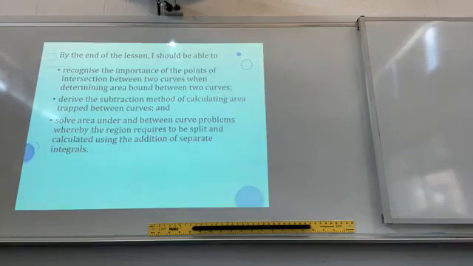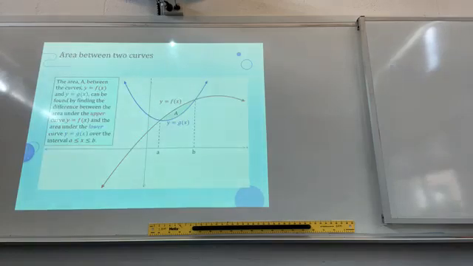Now, by the end of the lesson, you should be able to recognize the importance of the points of intersection between two curves when determining the area bound between two curves. Important to know where the intersection point is. You should know how to derive the subtraction method of calculating area trapped between curves. And finally, solve area under and between curves problems, whereby the region requires to be split and calculated using addition of separate integrals.